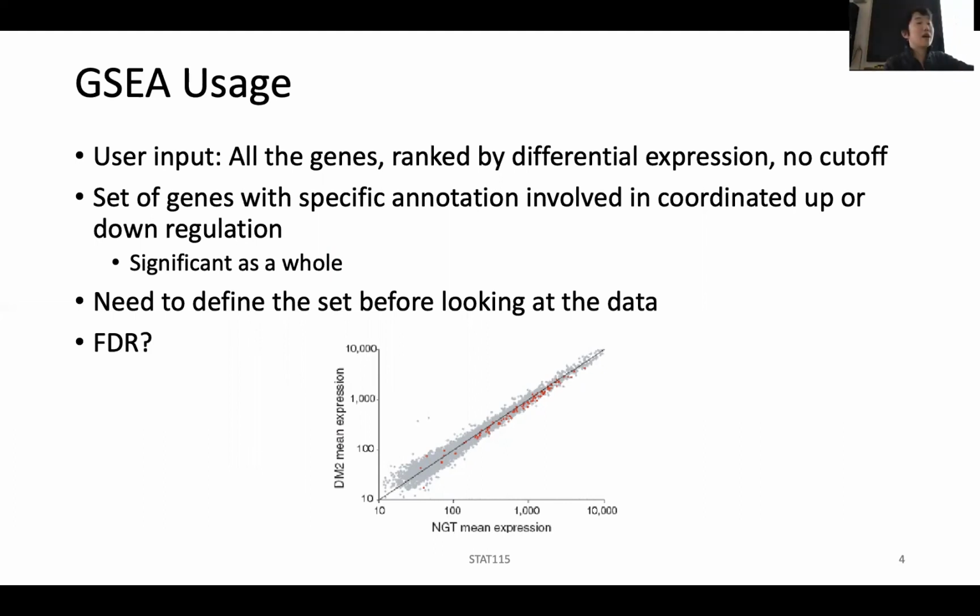Okay, yeah, another question. Oh, GSEA is gene set enrichment analysis.